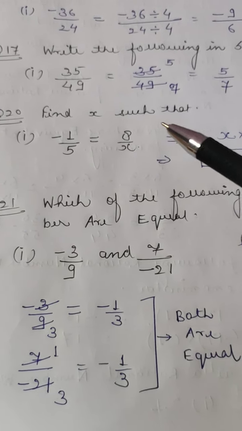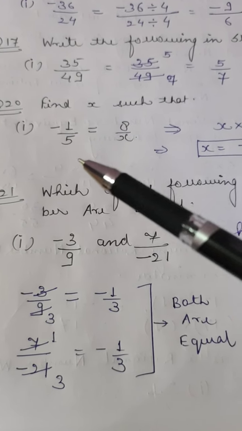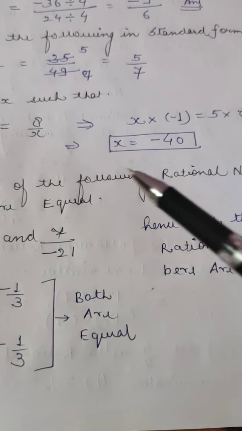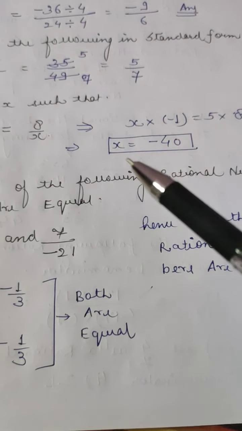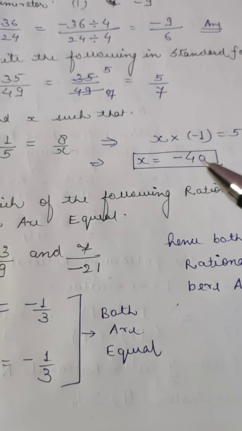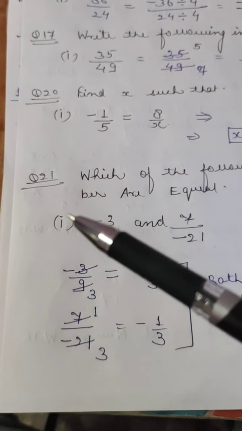Question number 20. Find x such that -1 upon 5 is equal to 8 by x. So by cross multiplication, x is multiplied by -1 and 5 is multiplied by 8. We will get x equal to -40 as the result.